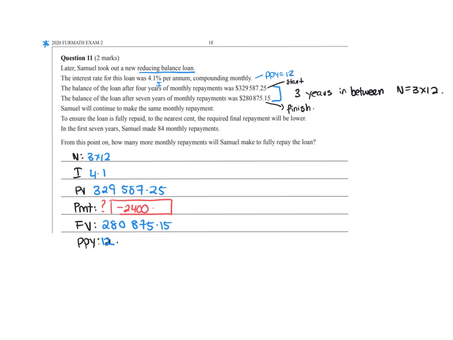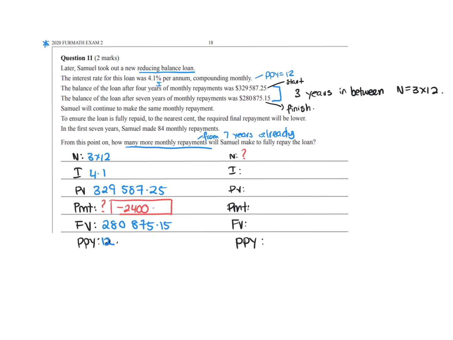Now, because it says how many more monthly repayments, this is from the 7-year mark. So I'm going to pretend from 7 years already, I'm going to pretend like we're starting again with a loan of that 7th year value. And I'm going to find out how long it's going to take, and that would be N. So I know N's going to be the question. So let's go and find that stuff out.